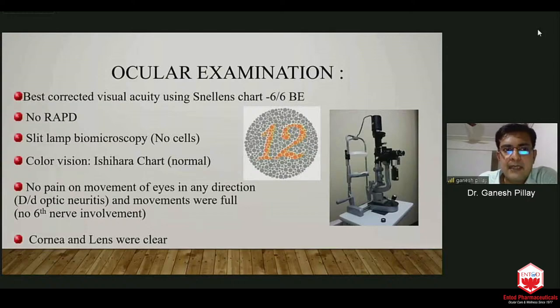So on examination, her best corrected visual acuity was 6/6. There was no RAPD. On slit lamp biomicroscopy, there were no cells. Color vision was normal. There was no pain on movement in any direction. Movements were full. Cornea and lens were clear.